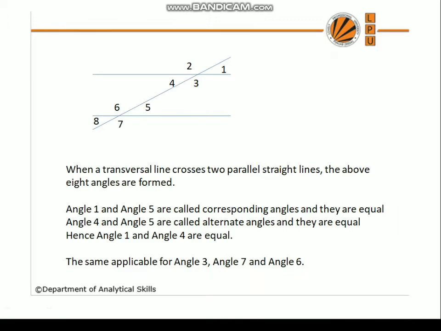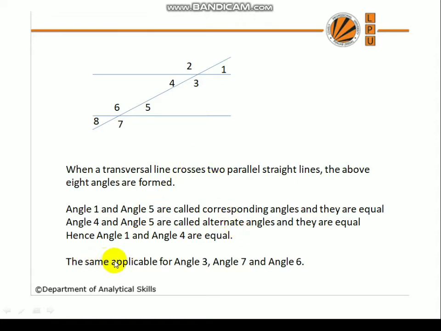Here we can see two lines are crossed by a transversal line. Whenever a transversal line crosses two parallel straight lines, the above 8 angles are formed. The 8 angles are numbered 1, 2, 3, 4, 5, 6, 7, 8. Now, angle 1 and 5 are called corresponding angles and they are equal. Angles 4 and 5 are called alternate angles and they are equal. Hence, as a result, angle 1 and 4 are equal.